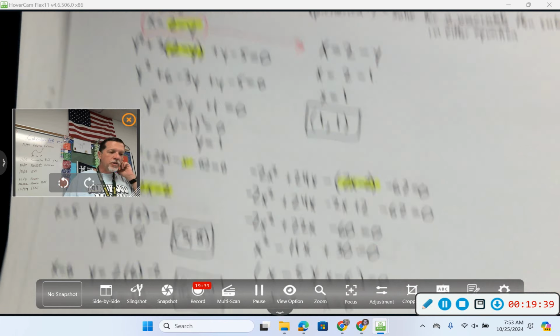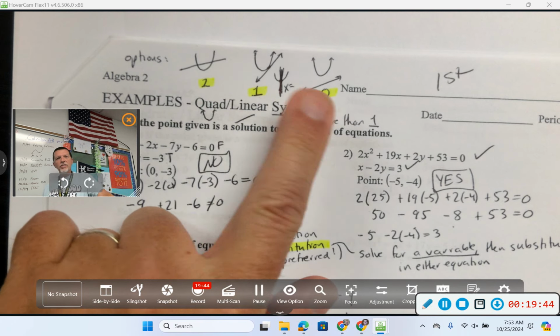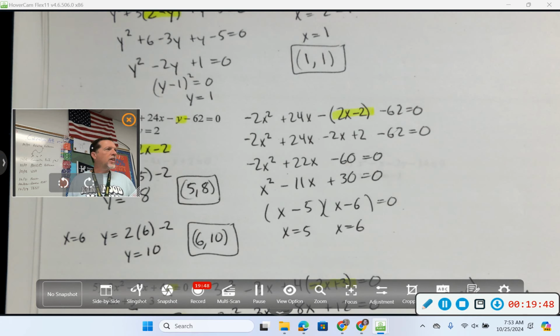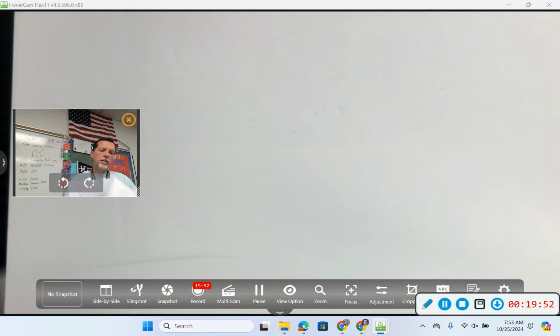So, hey, what do you know? We started with saying that there are 3 possibilities: 2 answers, 1 answer, no answer, and we did an example of each of those things. That's how math teachers work, you know.